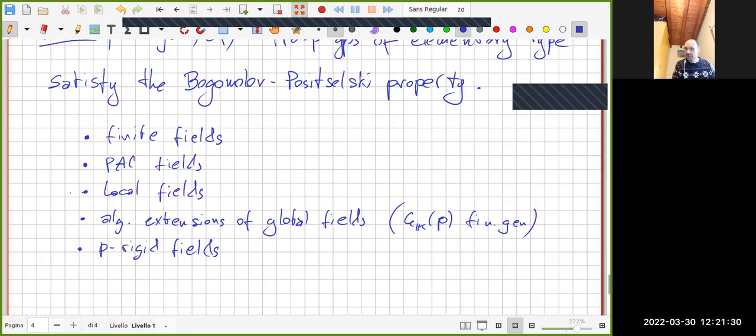pro-p groups. Well, the main tool here is to show that the Demushkin groups satisfy the Bogomolov-Positselski property, but this is not that difficult because it is very well known that all subgroups of the Demushkin groups of infinite index are free groups, and to show that the Bogomolov-Positselski property is preserved by the two group theoretic operations which are employed to construct pro-p groups of elementary type.